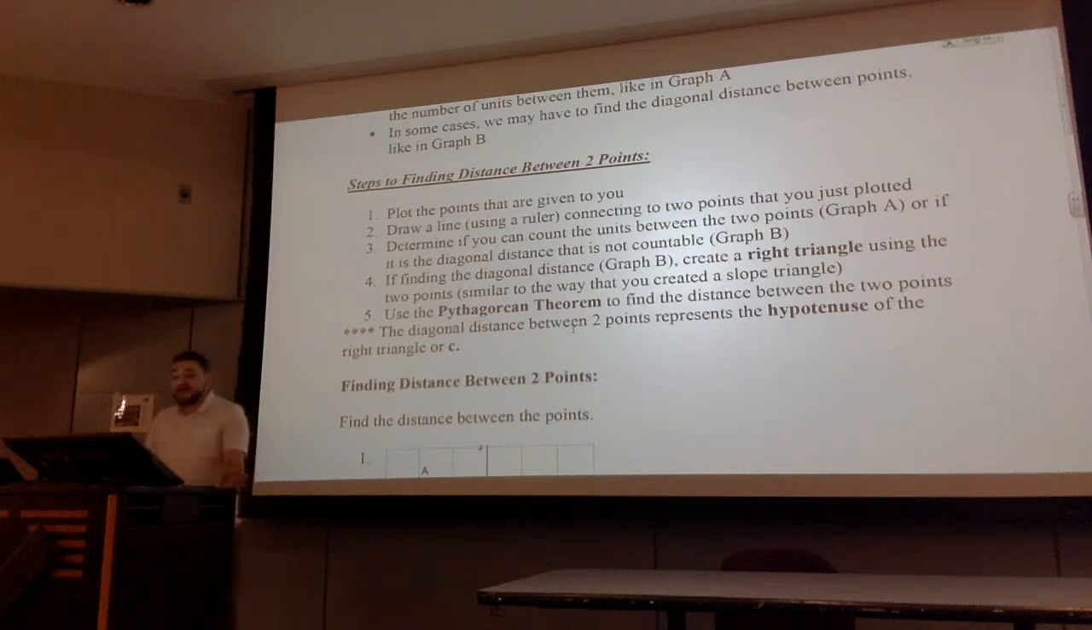If you're finding the diagonal distance, you need to create a right triangle using the 2 points. We're going to do this in a similar way to how you created slope triangles back when you did linear. And finally, you're going to use the Pythagorean theorem to find the distance between the 2 points. The diagonal distance between those 2 points is going to create the hypotenuse, or side C.